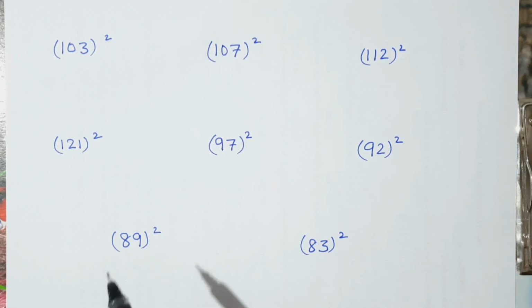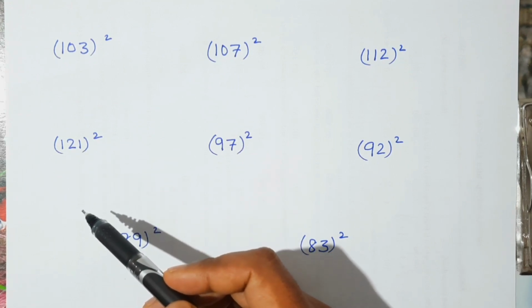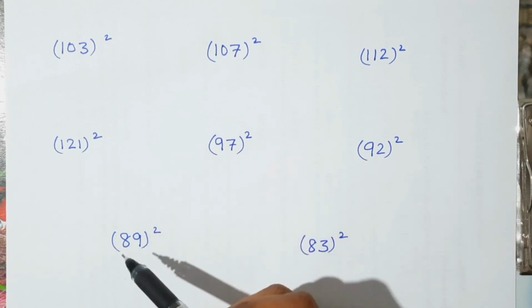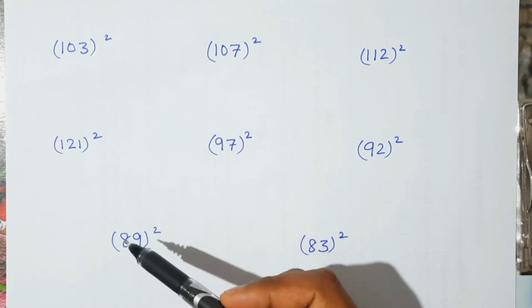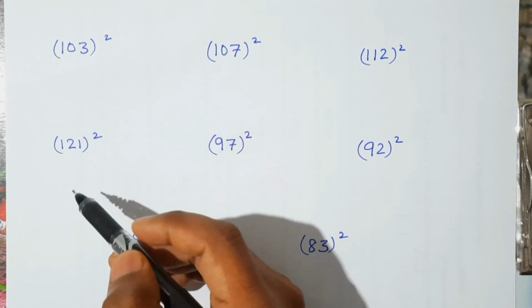In this class, we are going to learn to calculate the square of any number by using the base method. By using this method, you can calculate the square of any number in less than 5 seconds. Okay, so let's start.